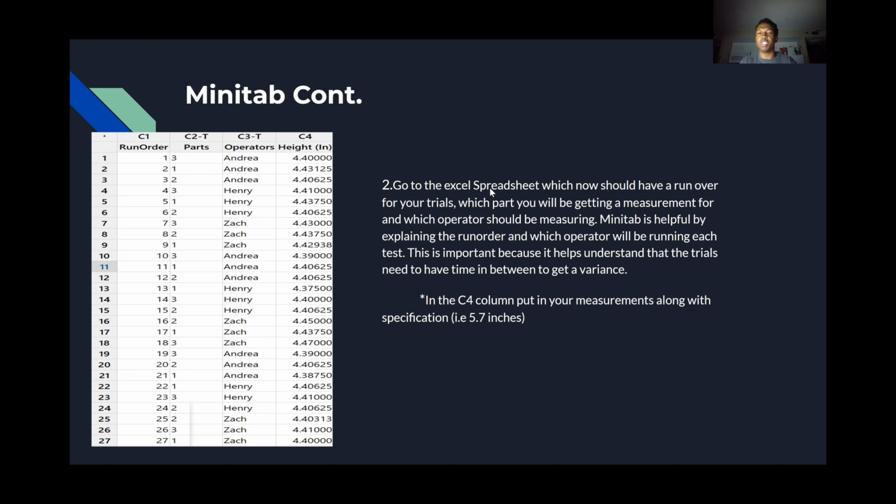So you can go to an Excel spreadsheet for each run of the trial that you have. You're going to get the measurements. You can also put them in here. Minitab is very helpful when explaining the run order and the operators in which we're running these tests. It's important to know that these have to be randomized and changed because that's the best way to get your variance to see what's going to happen in there. And right here, I just have a little note. If you were doing this in Minitab right now to follow along with us, in C4, you probably want to put your measurements right there.